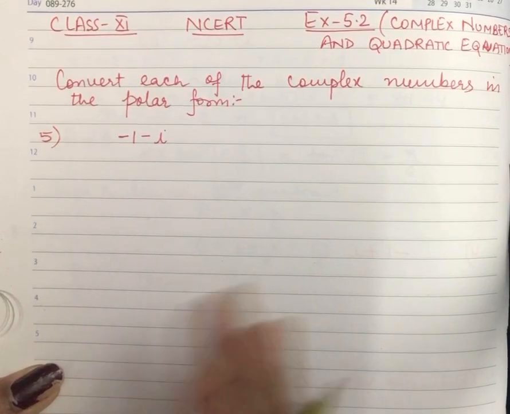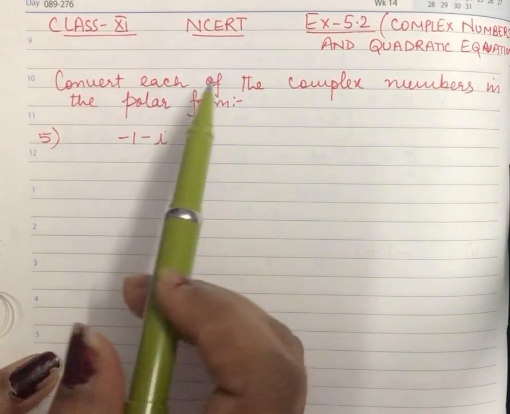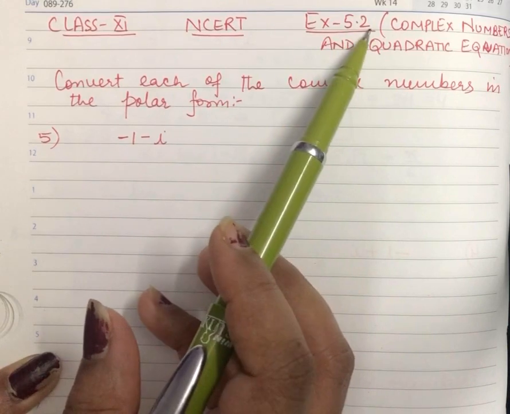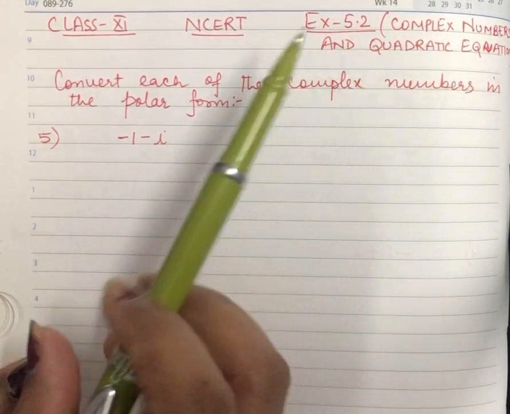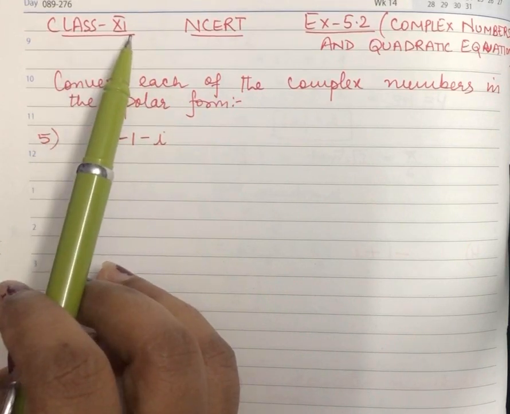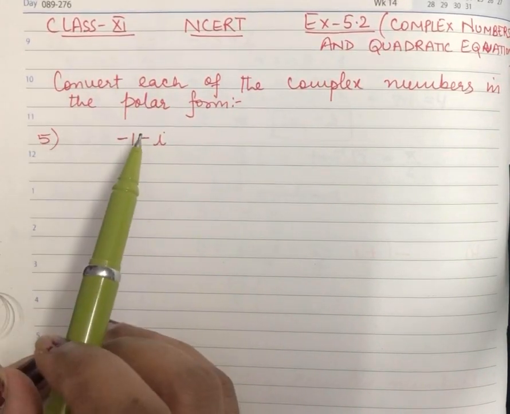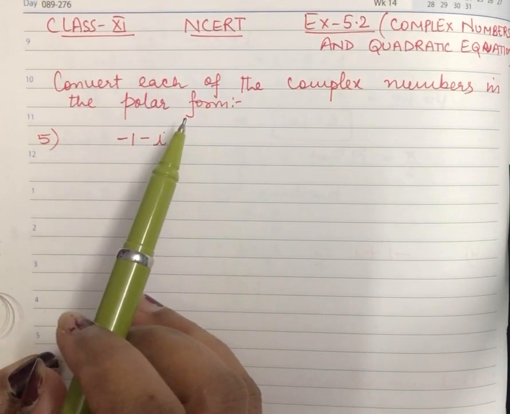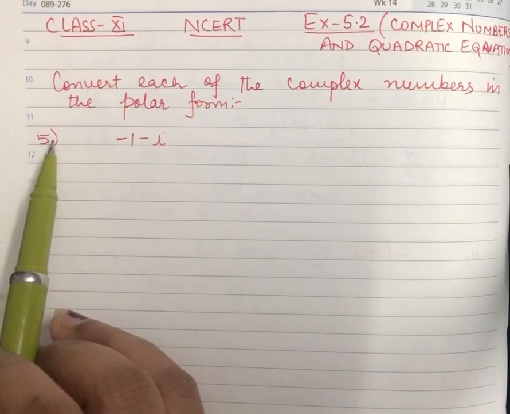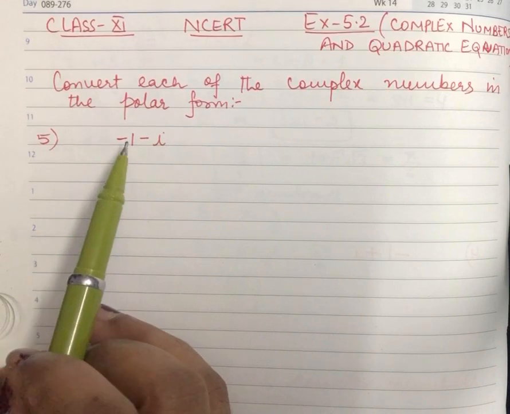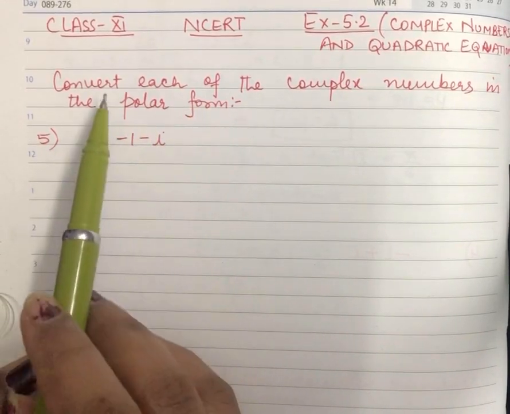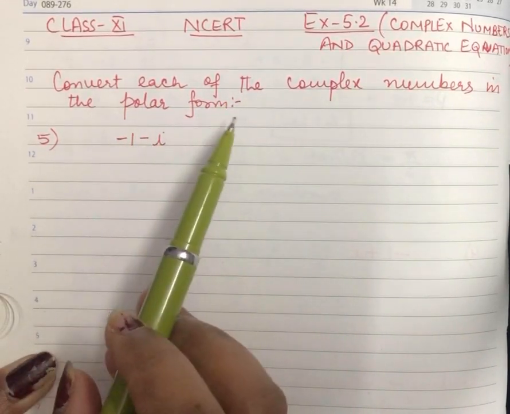Welcome students. In this video we are going to solve sums of exercise 5.2 of chapter 5, Complex Numbers and Quadratic Equations, of NCERT class 11th. In the previous video we have solved the 4 sums, and in this video we will solve question number 5 onwards. Convert each of the complex numbers into the polar form.